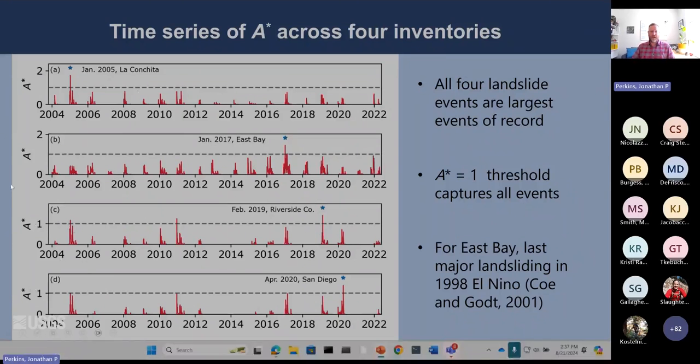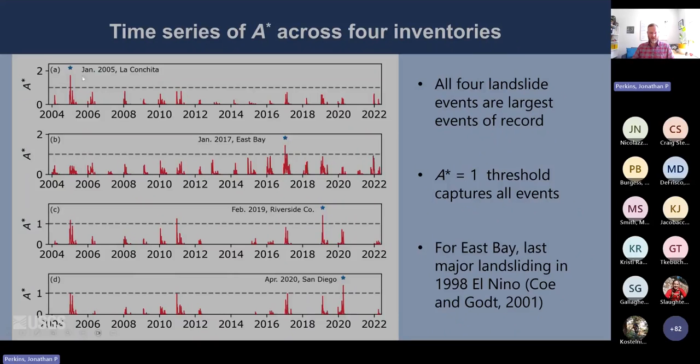That makes sense, right? In the La Conchita event, the blue stars are the landslide times. Similar to San Diego, at the 2005 La Conchita event we have a big spike above threshold. Similarly, our January event, and even the February one, pokes above this A-star threshold, and similarly in our Riverside County event. So each of these four events that we mapped wound up being the events of record for these 20-year climatologies of AWI in each of these areas.